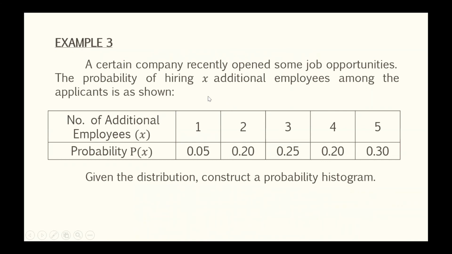Example number 3. A certain company recently opened some job opportunities. The probability of hiring X additional employees among the applicants is as shown. In the table, we have the random variable as the number of additional employees, or the X. We have 1, 2, 3, 4, 5, and its corresponding probabilities are 0.05, 0.20, 0.25, 0.20, and last we have 0.30. Given this distribution, we're going to construct a probability histogram.